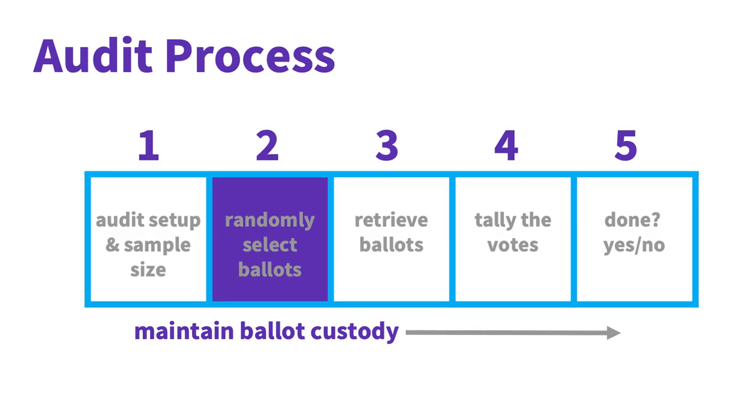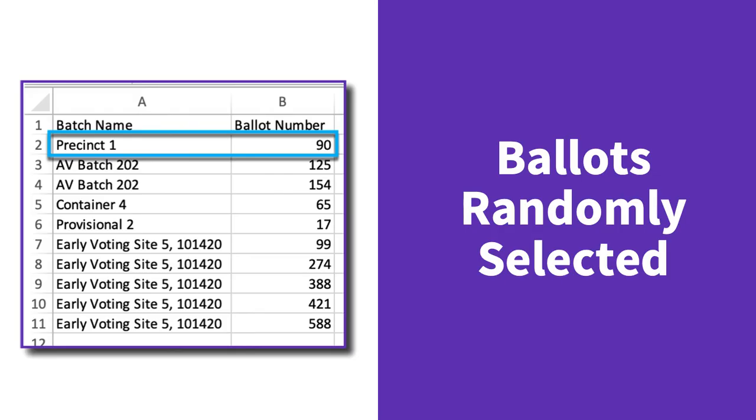Launching the audit brings us to step 2 in the audit process, randomly selecting ballots. Using the random seed, Arlo picks the number of ballots selected for the sample size from the entire group of ballots and creates a ballot retrieval list for each jurisdiction. Now it's time to move on to ballot retrieval.